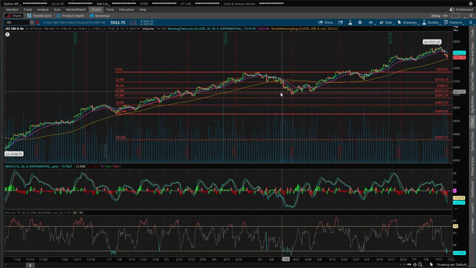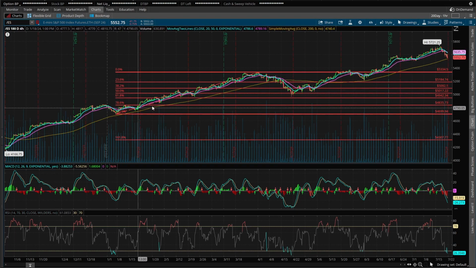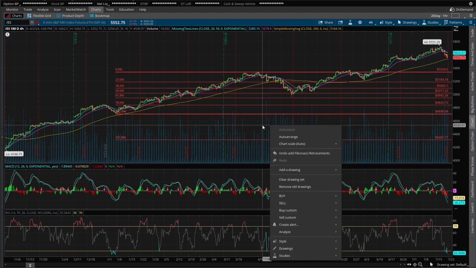So I would at least maybe look for something like that to continue. And sometimes we retrace much farther than that, but this will at least give you some levels to look at. And that shows you how you can draw that on your chart yourself.